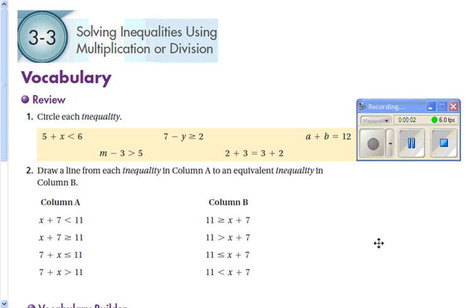Hey class, this is lesson 3.3. What we're going to do here is learn how to use multiplication or division to solve inequalities. Here's the review. Why don't you go ahead and do that, pause the video and check back for the answers.